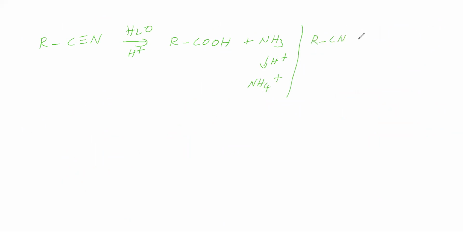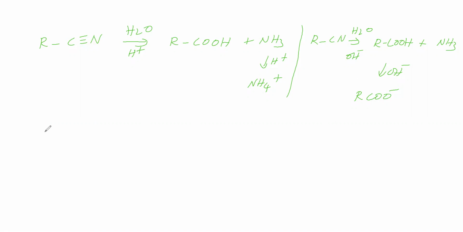Cyanide can undergo hydrolysis in basic medium to give carboxylic acid and ammonia. This carboxylic acid with OH minus gives carboxylate. So cyanide on hydrolysis in acidic medium gives carboxylic acid and ammonia. Cyanide on hydrolysis in basic medium gives carboxylate anion and ammonia.